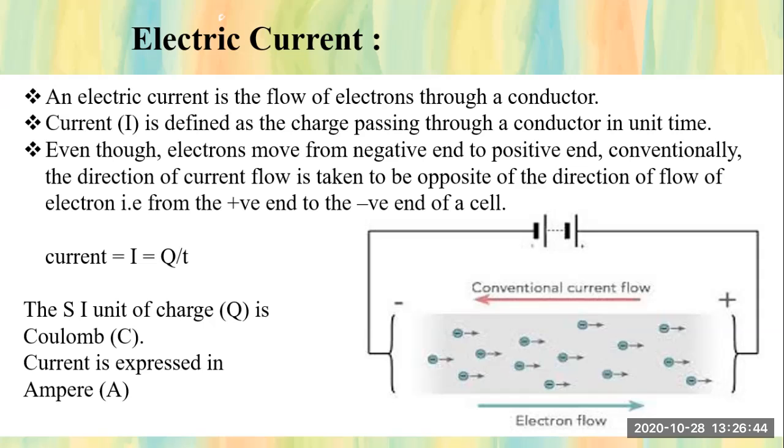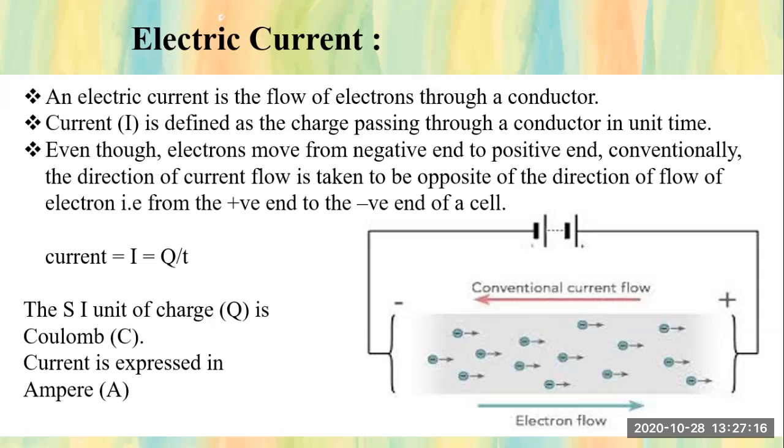Now, what is current? Current is defined as the charge passing through a conductor in a unit time. In a unit time, whether we take the unit time as 1 second, 1 minute, or 1 hour, the amount of calculation which we are taking depends on that. So for that only we have used the term unit time. Otherwise we can take it as 1 second, right? So why do we use unit time?